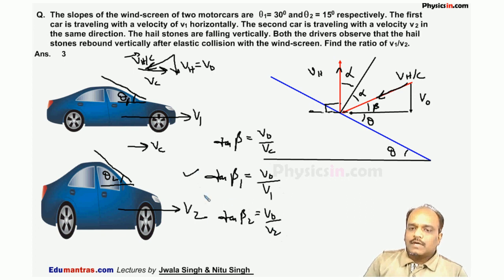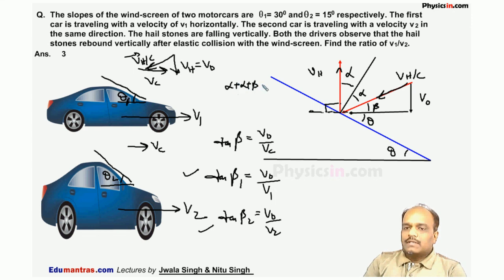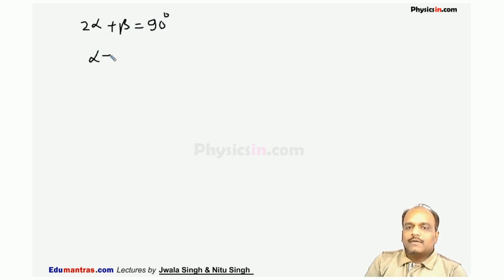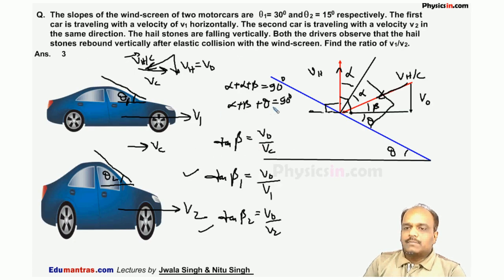Now from these two expressions, I have to calculate beta 1 and beta 2. So from this figure I can say alpha plus beta is equal to 90 degree. This angle is also 90 degree, and we can say this angle is also 90 degree. So alpha plus beta plus theta is equal to 90 degree. So from these two expressions, 2 alpha plus beta is equal to 90 degree, and alpha plus beta plus theta is also equal to 90 degree. This is our equation first and equation second.